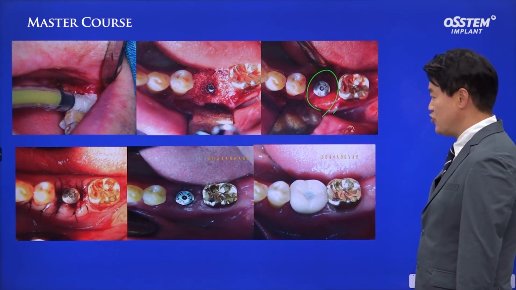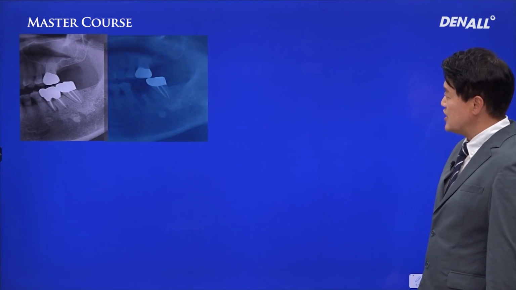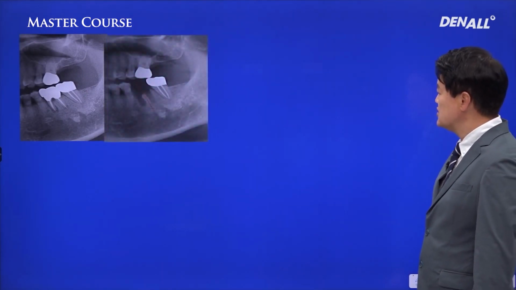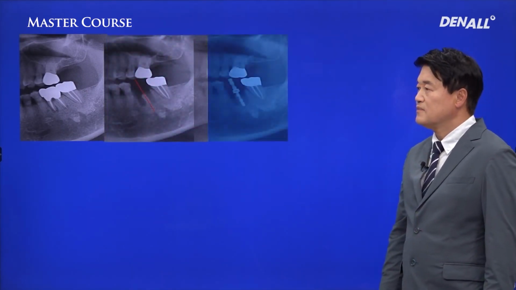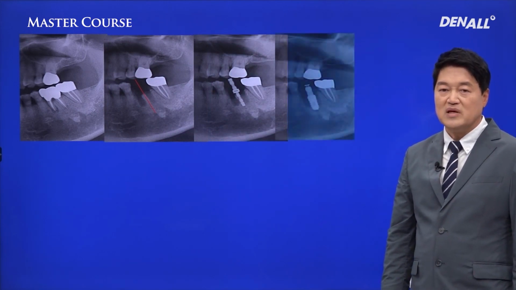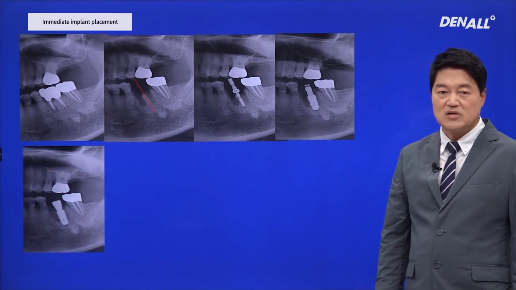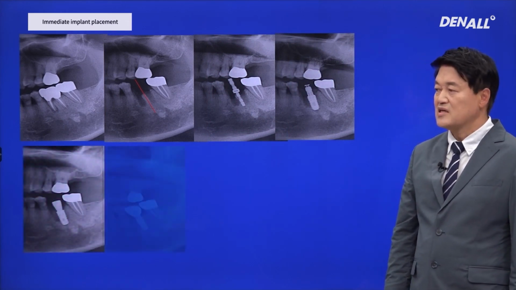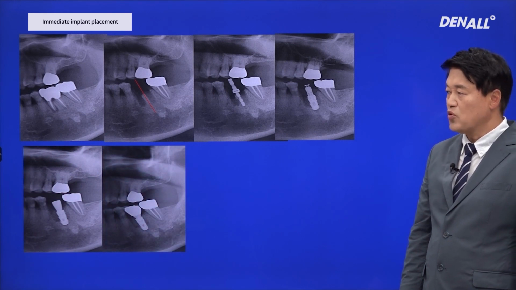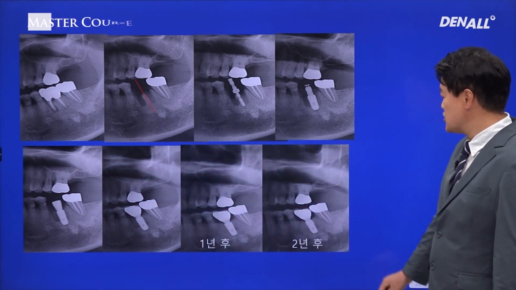Before extraction, after extraction, and the position was checked using parallel pin. Before GBR, after GBR, and the healing abutment is connected. This is after prosthesis delivery 1 year later and 2 years later. You can see the prosthesis is maintained nicely.